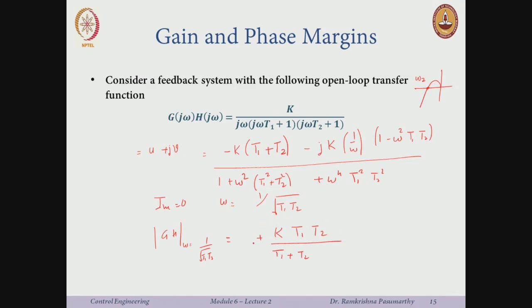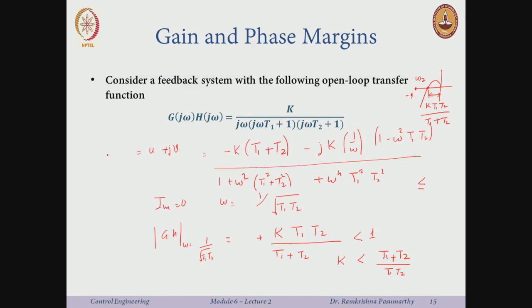So now for stability, what do I want, if this is the point -1? This magnitude, K T1 T2 over T1 plus T2, should be less than 1. If I put less than or equal to, then there is some kind of marginal stability. Therefore, this system is stable as long as the gain K is less than T1 plus T2 over T1 T2.